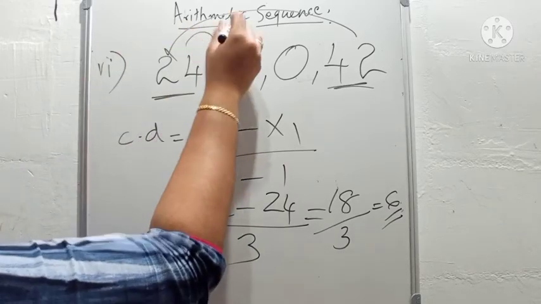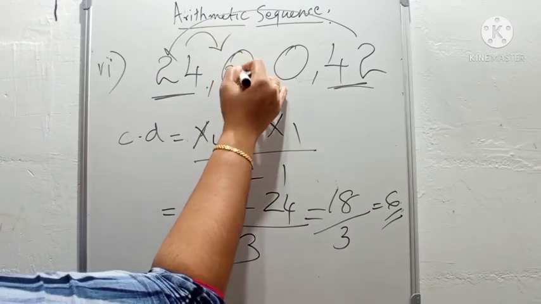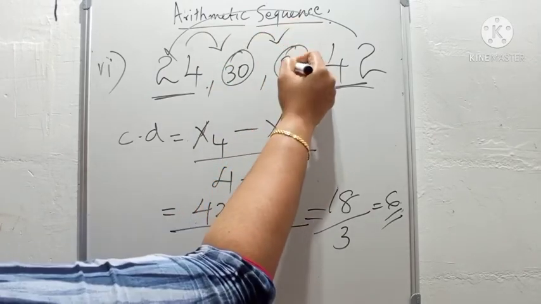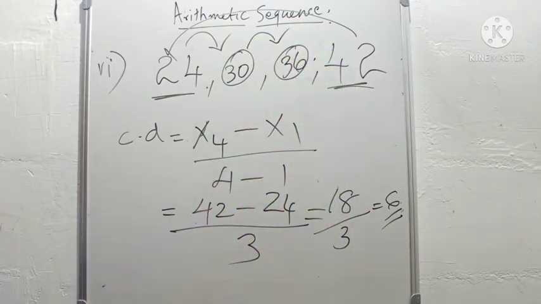So what is the next number? 24 plus 6 is equal to 30. Then 30 plus 6 is equal to 36. Okay, that is the end of the first question.